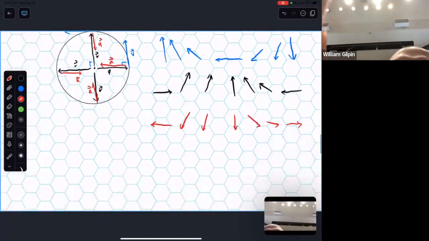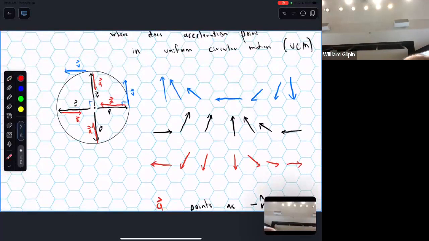So what does that mean? It means that my a points as negative r hat. In other words, if my position vector is pointing out here, my acceleration always points towards the center. And this captures the intuition that this velocity vector, which is changing over time, is always being turned towards the center of rotation. That velocity vector is constantly twirling around. Its length stays the same; it's just the direction it's pointing. And this acceleration vector is always steering it towards the center of the circle.